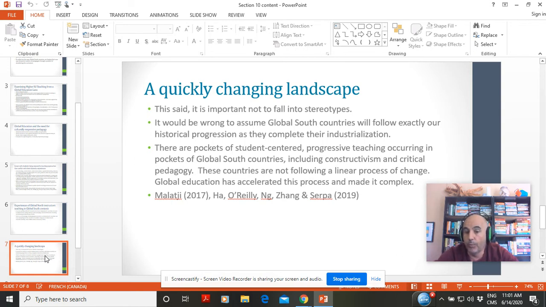So there are already pockets of student-centered progressive teaching occurring in global South countries, including constructivism, and even critical pedagogy. And these countries are therefore not necessarily following the linear process of change. It's accelerated. It happens in ad hoc, haphazard ways, but we're seeing it happen.